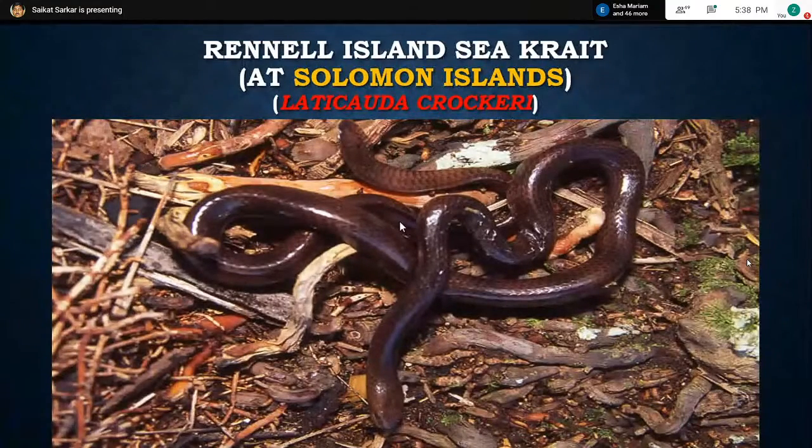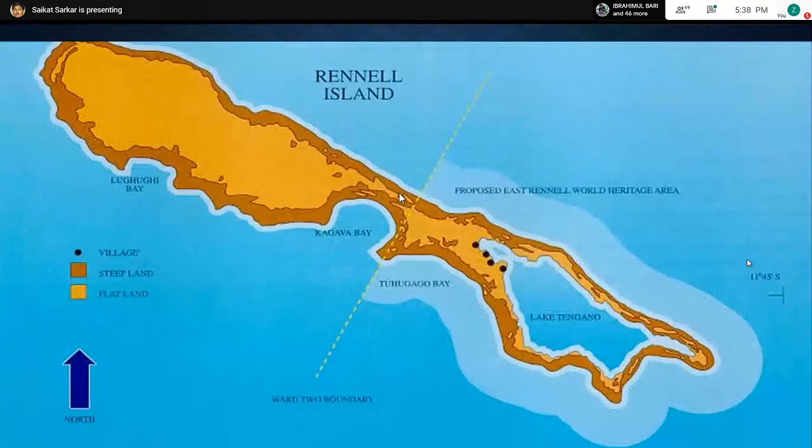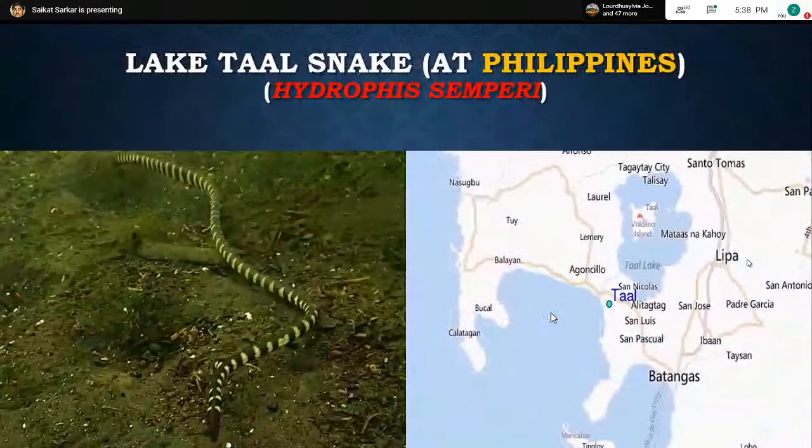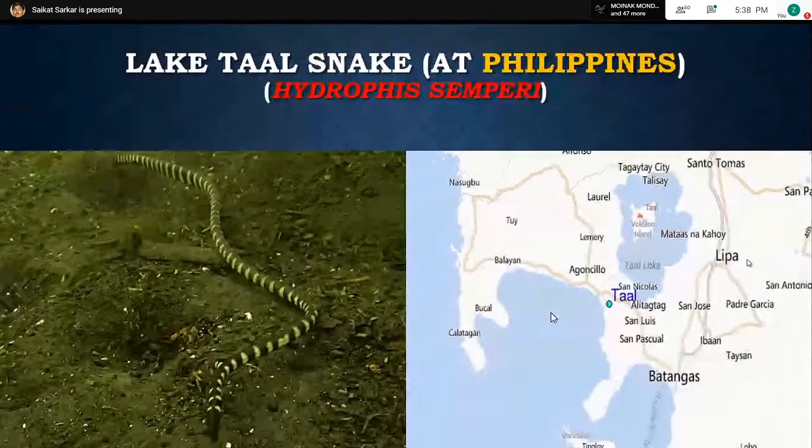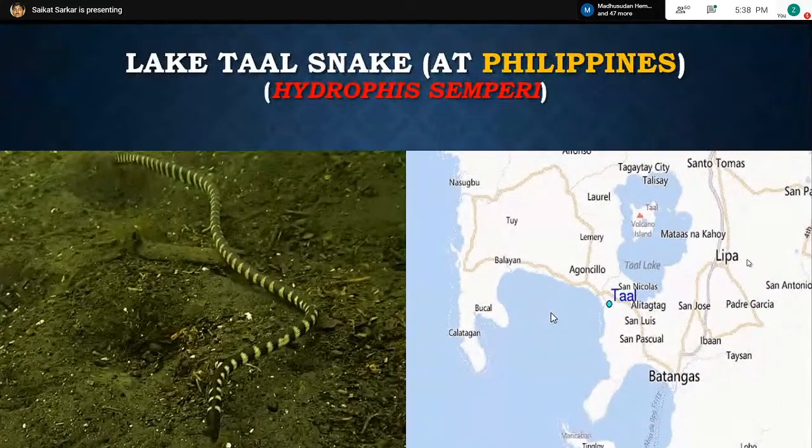Very ugly looking snake, but still. This is Rennell Island. This is Lake Tegano. This is the only region where you can find this particular snake, not the whole of Rennell Island. This one lake is holding all the specimens of freshwater sea snakes here. This is Lake Taal of the Philippines, where you can find Hydrophis semperi. This is also a freshwater sea snake. You cannot find this specimen in the sea.